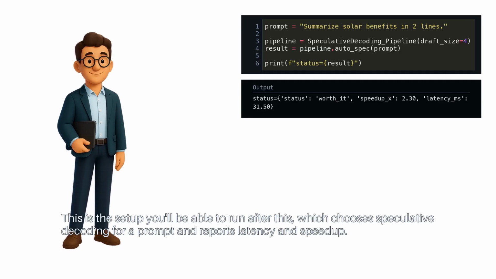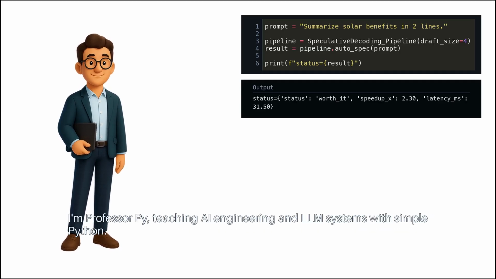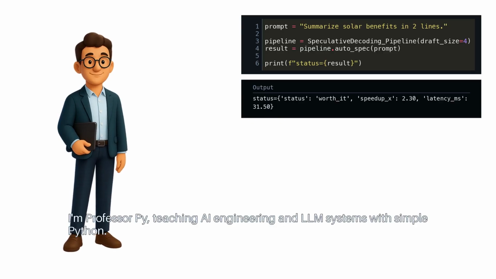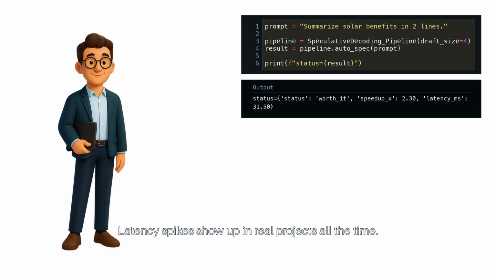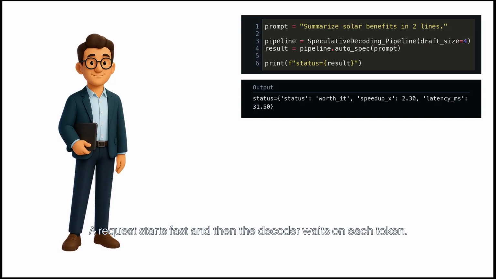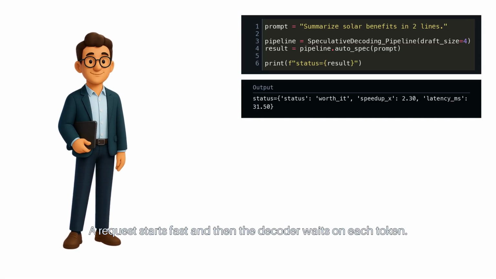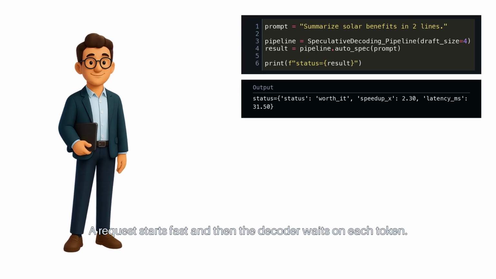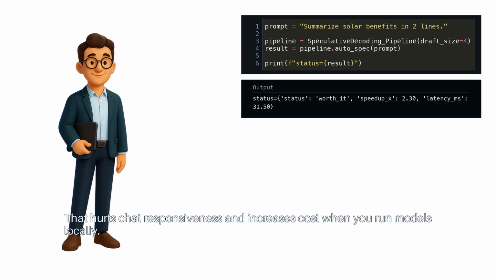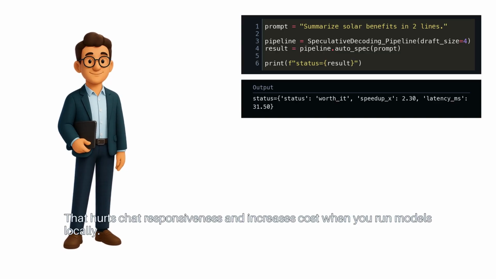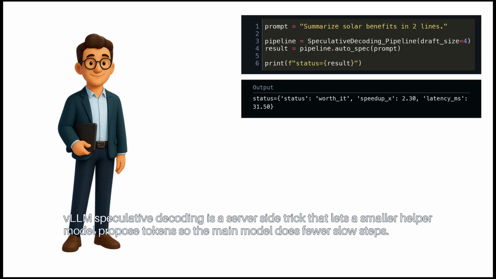latency and speed up. I'm Professor Pi, teaching AI engineering and LLM systems with simple Python. Latency spikes show up in real projects all the time. A request starts fast, and then the decoder waits on each token. That hurts chat responsiveness and increases cost when you run models locally.